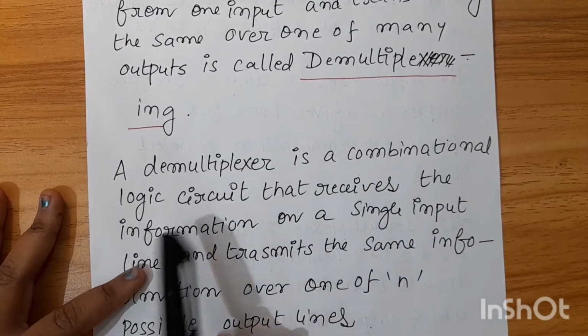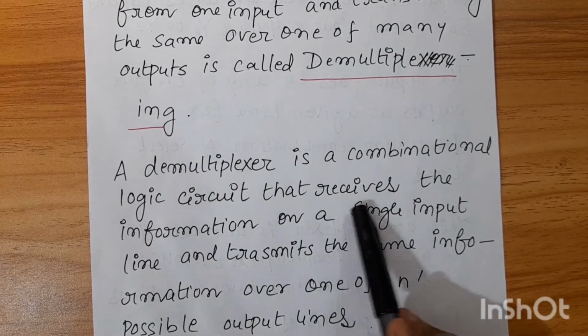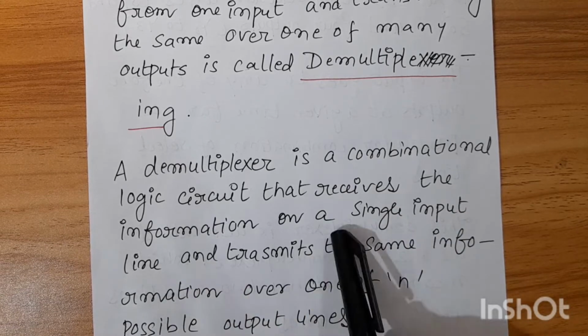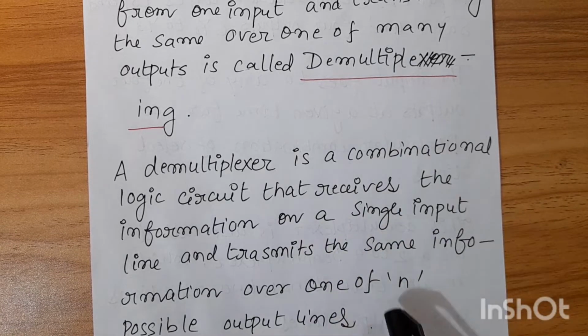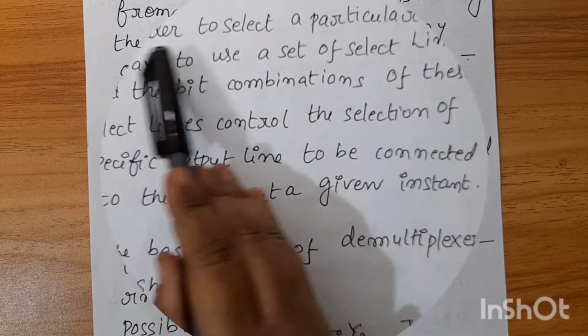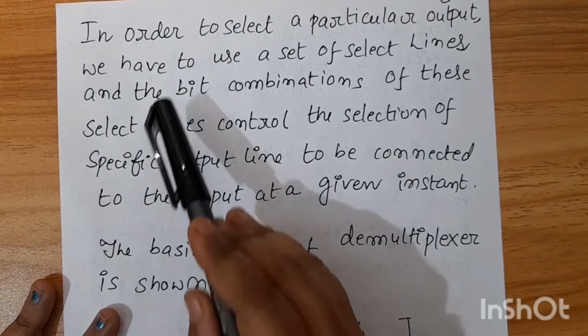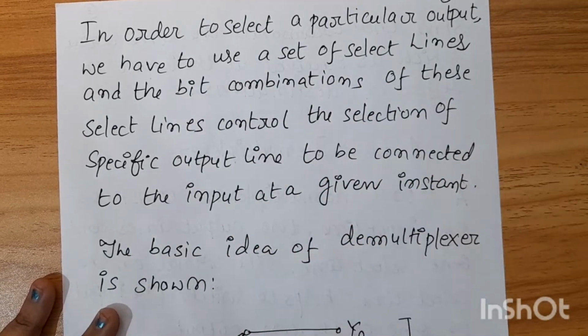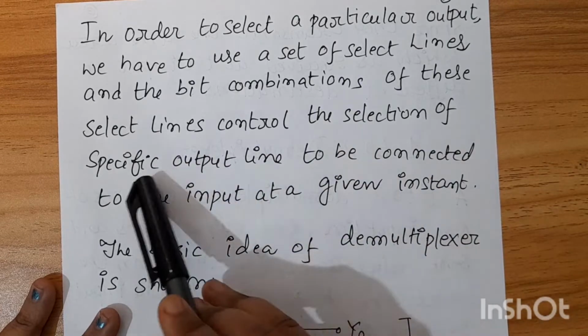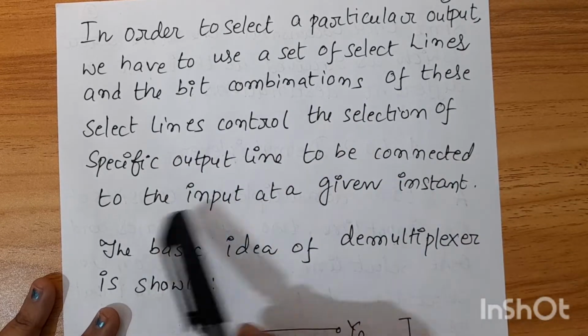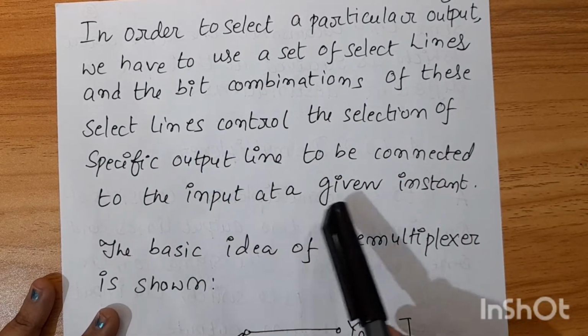A demultiplexer is a combinational logic circuit that receives the information on a single input and transmits the same information over one of n possible output lines. So there is one input line, n output lines, and there are log base 2 n select lines. In order to select a particular output, we have to use a set of select lines. And the bit combination of the select lines controls the selection of the specific output to be connected to the input at a given instant.